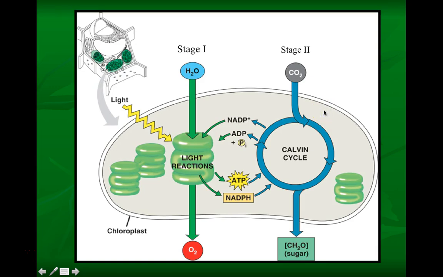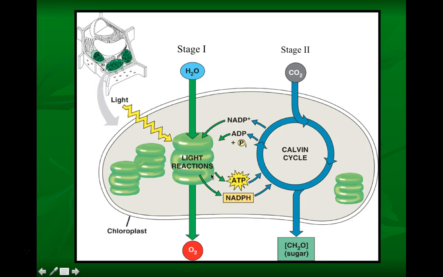So this picture here is a zoomed in view of the chloroplast. If we look over here, this whole outer layer is the chloroplast membrane, and this gray area is the stroma, and these are the thylakoids, and this entire stack is called the grana.